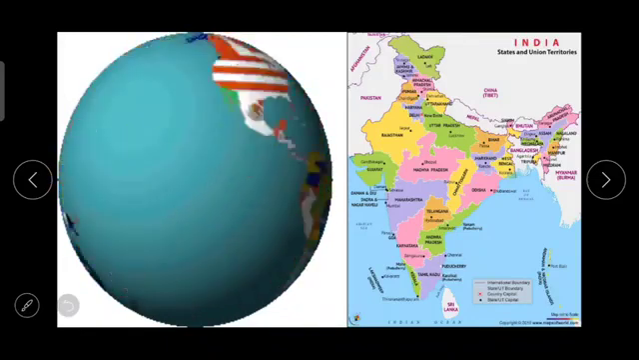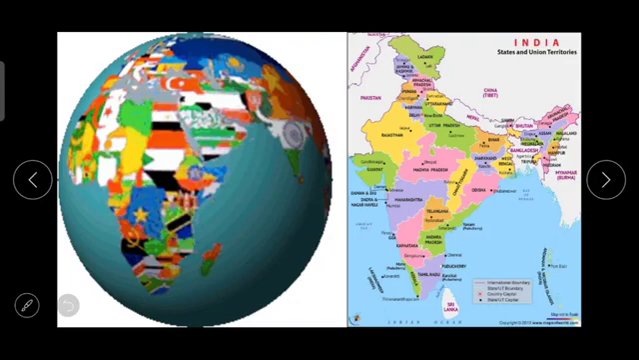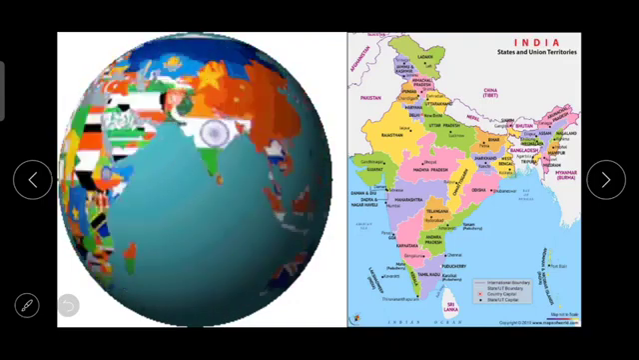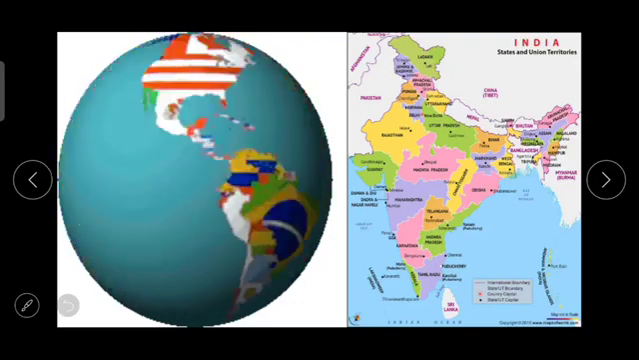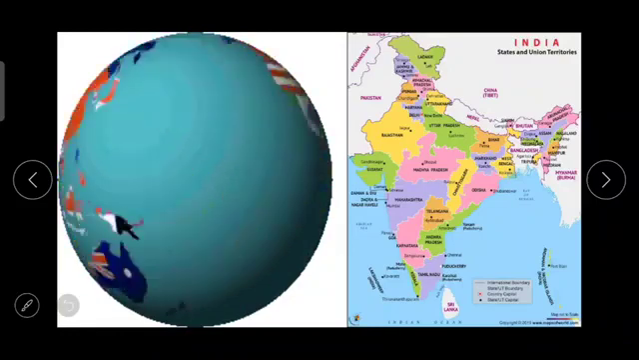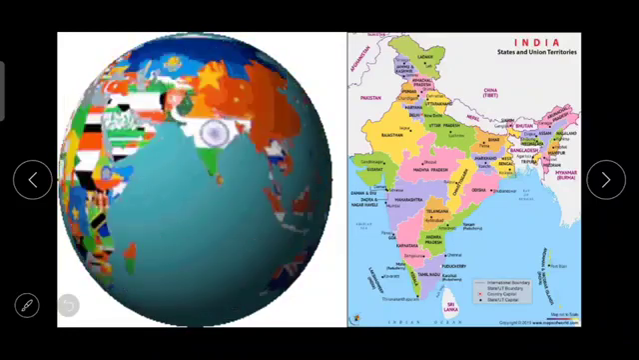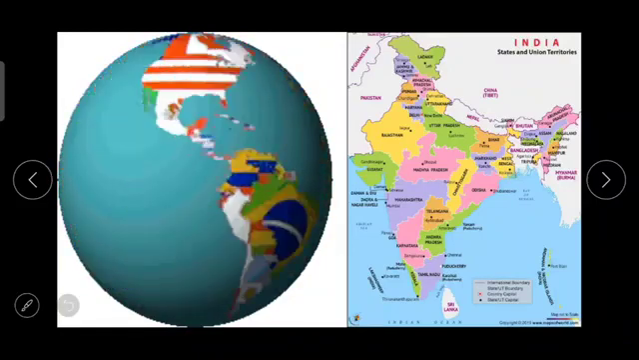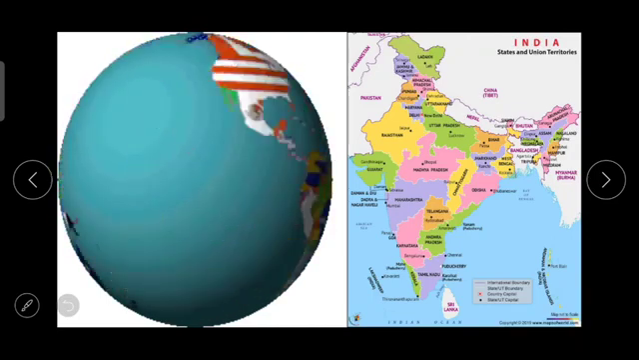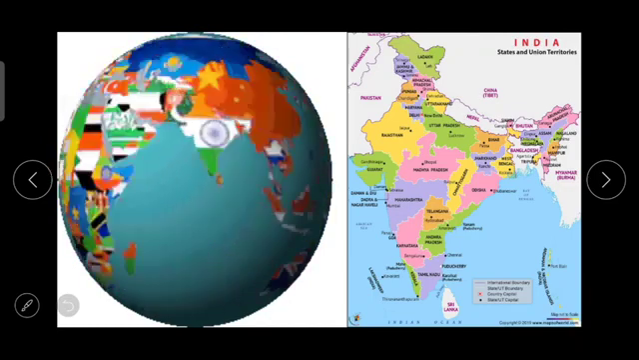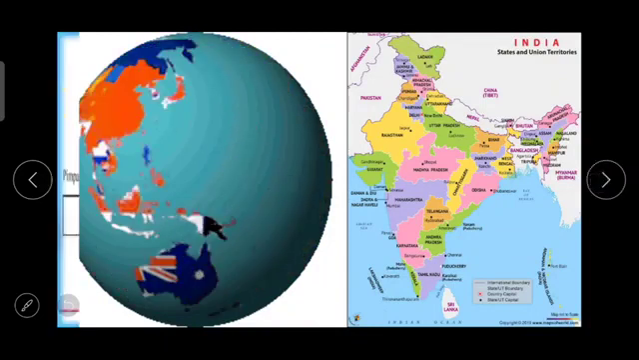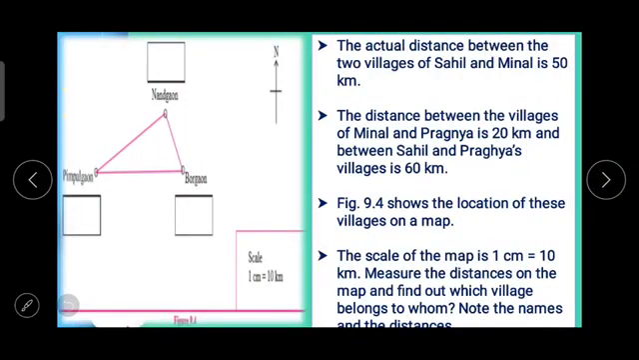So while preparing a map, in order to get the actual ground distance onto paper, some conversions have to be made using geometry and mathematics. So two things are very important in putting the numbers or the places on the map: geometry and mathematics. The use of map scale is useful for this conversion, and now we'll talk in detail about the map scale.